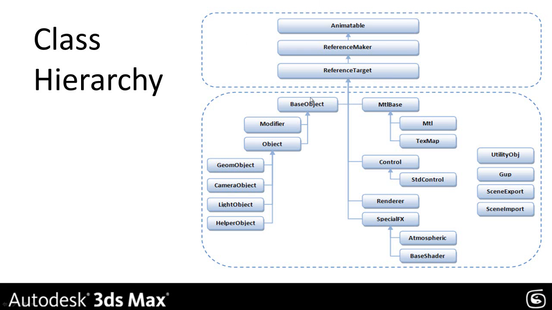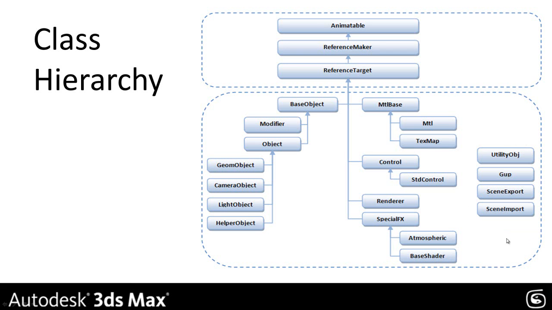split off and we have the base object. Remember I mentioned that modifier and object are derived from that. Under object you have the more specific objects like geometry, cameras, lights, and helpers. On the other side of the branch we have things like the materials. Here you can see those main classes. Also controls, so animation controllers, the renderer, and different things like special effects, so the atmospheric and base shaders.